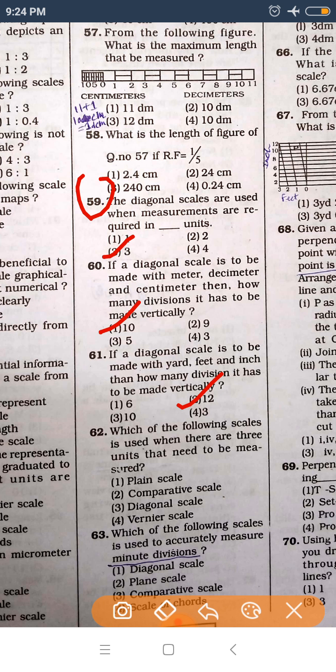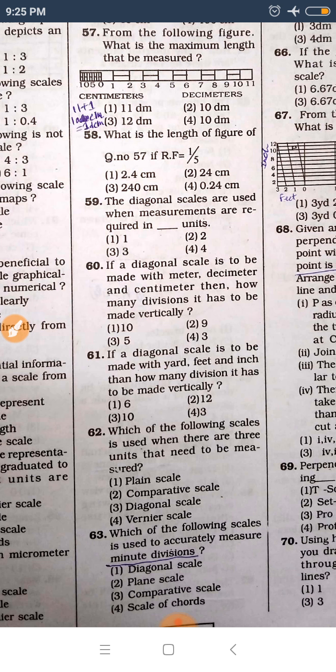Question number 62. Which of the following scales is used when there are 3 units that need to be measured? Diagonal scale. Which of the following scales is used to accurately measure minute division? Answer will be diagonal scale.